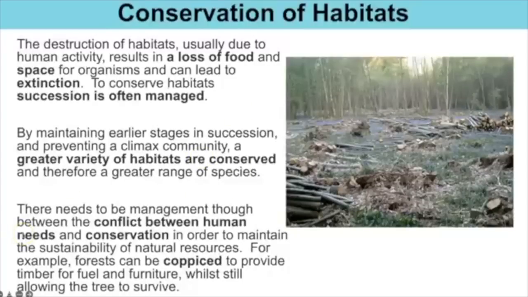There needs to be management, though, between the conflicts between human needs, such as needing the wood for timber, and conservation in order to maintain the sustainability of the resources. So a compromise could be that forests are coppiced to provide timber for fuel, whilst still allowing the trees to survive. Now, this picture isn't actually showing coppicing, this is showing that all the trees have been cut down. Coppicing is when you cut down just part of the tree so they can still then grow.